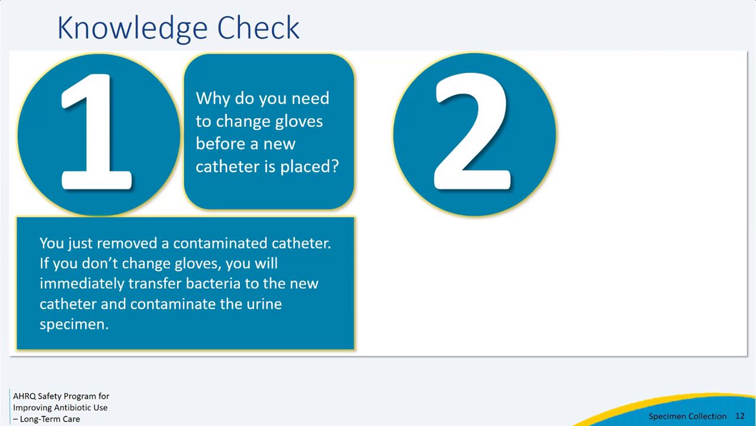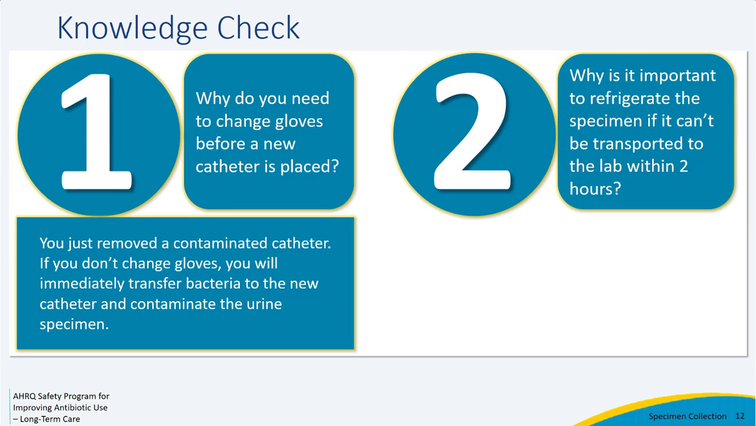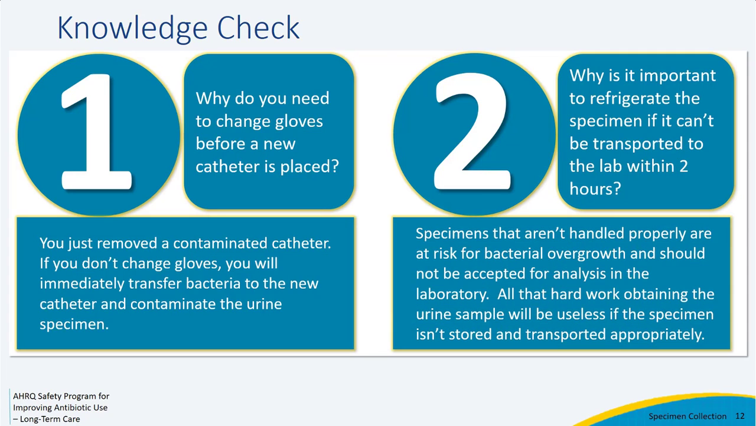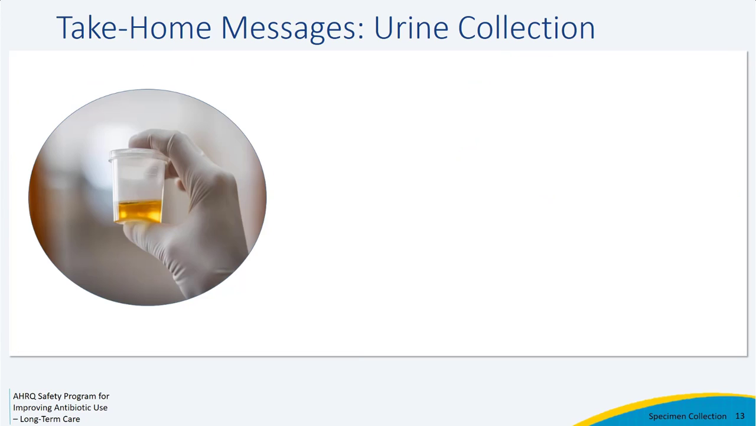Second, why is it important to refrigerate the specimen if it can't be transported to the lab within 2 hours? Specimens that aren't handled properly are at risk for bacterial overgrowth and should not be accepted for analysis in the laboratory. All that hard work obtaining the urine sample will be useless if the specimen isn't stored and transported appropriately.